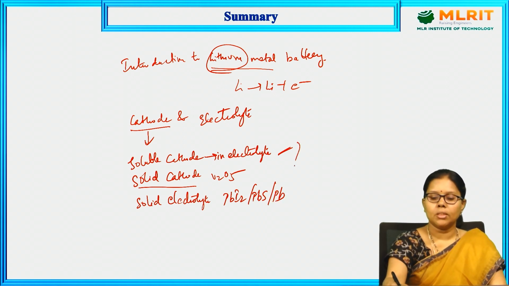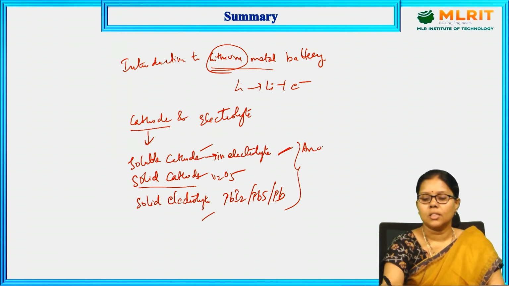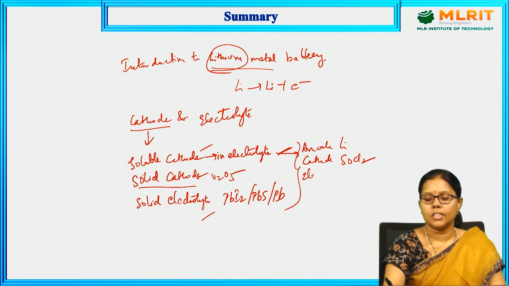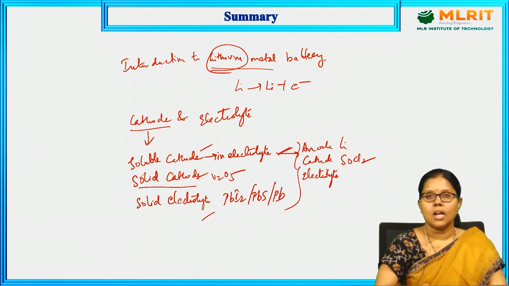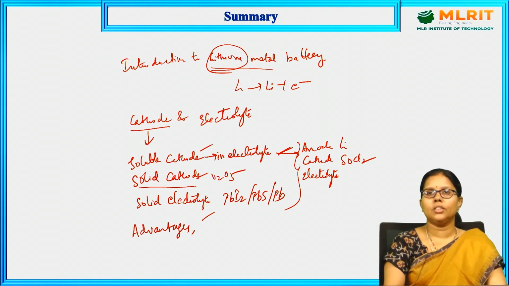There are three types of lithium metal batteries based on the cathode and electrolyte: the solid cathodic cell, the soluble cathodic cell, and the solid electrolyte cell. We have discussed the soluble cathodic cell, in which the anode is lithium, the cathode is thionyl chloride, and the electrolyte is inorganic or organic. And we have studied its advantages: shelf life, power density, energy density, and working temperature.